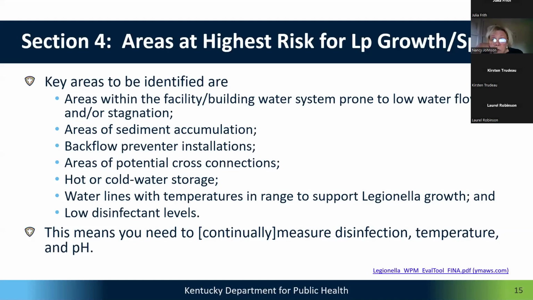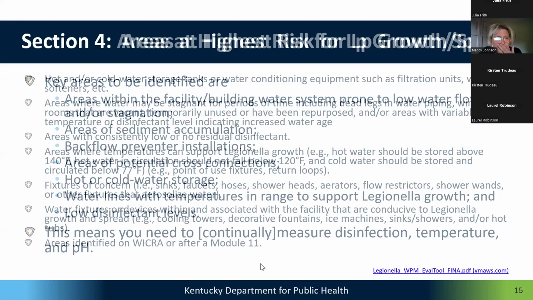You want to look at backflow preventer installations, areas for potential cross connections, hot and cold water storage, water lines with temperatures in a range that would support Legionella growth, and areas where you tend to see low disinfectant levels. This means that you need to be continually measuring disinfection, temperature, and pH. I can't tell you how many times I've seen people say, we measure temperature, disinfection, and pH, and there's no record of it. So if you don't have a person doing it and you don't have a means of recording that, then you didn't do it. You really need to look maybe even into some digital measures.